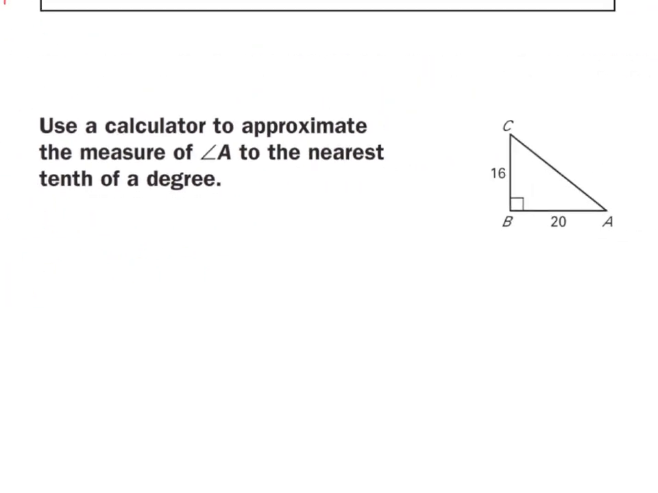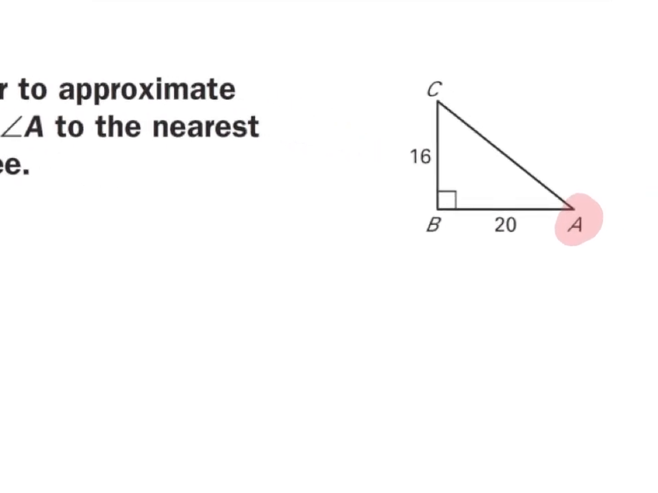Okay. Now this one might make a little bit more sense because it's actually showing you a picture. So it says use a calculator to approximate the measure of angle A to the nearest 1/10 of a degree. So we're trying to figure out what this angle right here, angle A, is. Okay, I want you to guess in your mind or maybe out loud, how many degrees do you guess that's going to be? Well, I'm going to guess 35 degrees, okay? It's an acute angle. I know it's going to be somewhere around there.